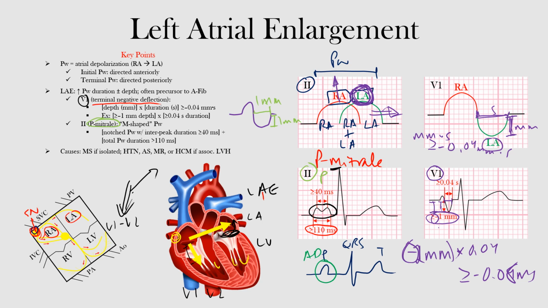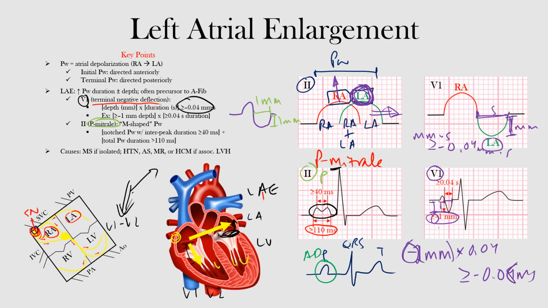Okay, so let's quickly review what we discussed before we end. So remember, the P wave, the initial portion represents right atrial depolarization, the terminal portion left atrial depolarization. The initial P wave is directed anteriorly, and the terminal portion of the P wave is directed posteriorly. All right, now left atrial enlargement, there are two main criteria I want you to know. In V1, we see that terminal negative deflection, in which the depth times the duration is greater than or equal to 0.04 millimeters per second, remember it's negative too because of the depth.